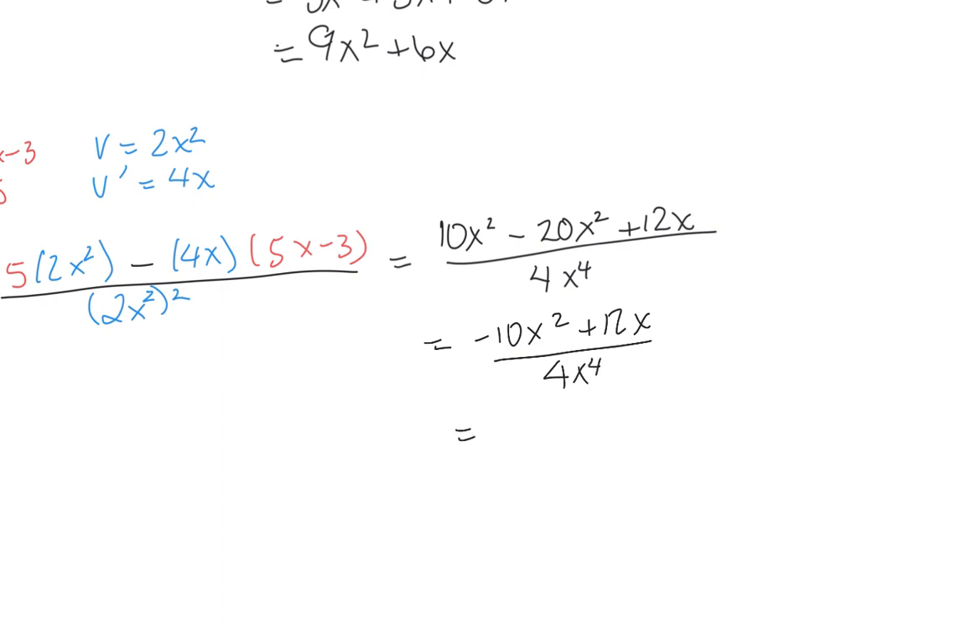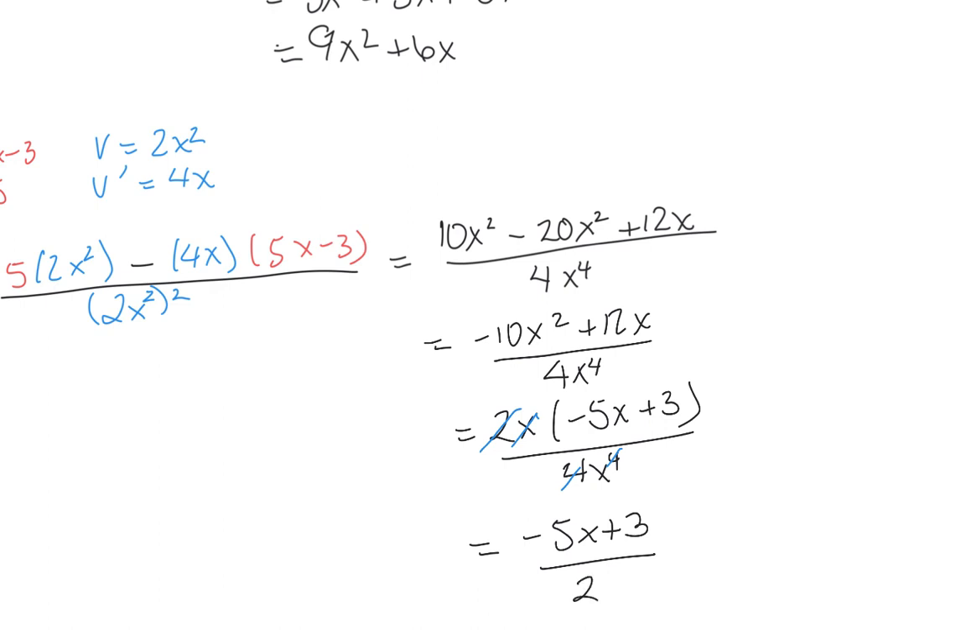In the numerator, I can factor out a 2x. This is going to leave me negative 5x plus 3, and then in the denominator, I'm going to have 4x to the 4th. You can see the 2 and the 4 will cancel. This x and one of these x's cancel. Now I've got the final answer, which is negative 5x plus 3 all over 2x cubed. Now that's my final answer. It took me a lot of algebra to get there.